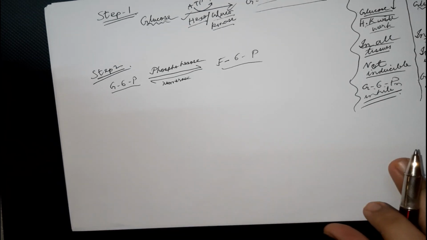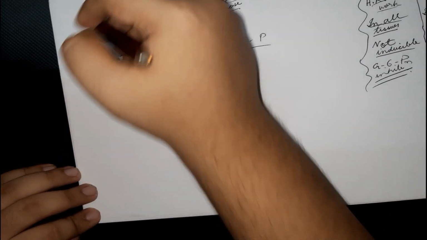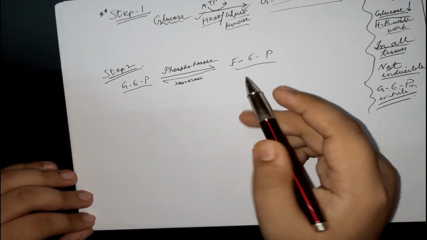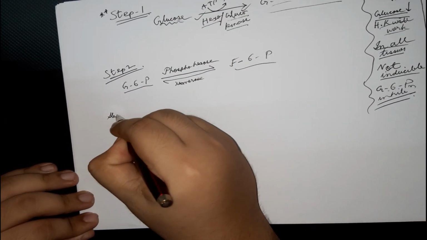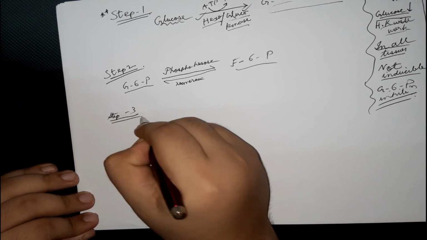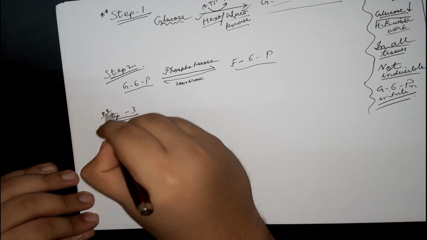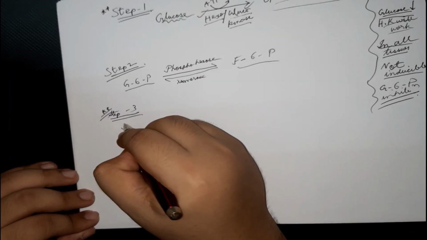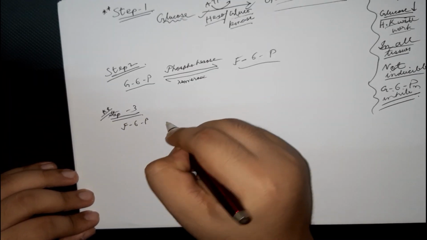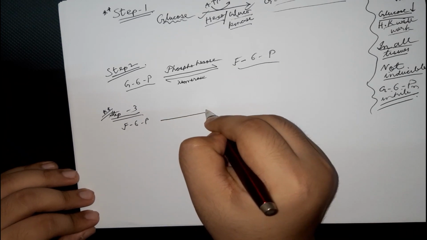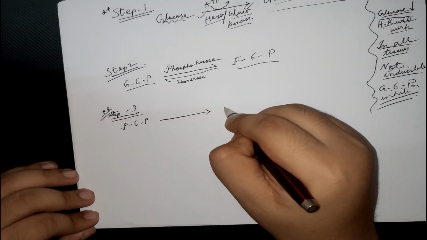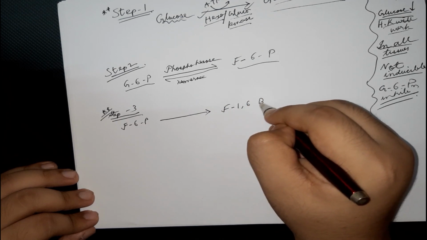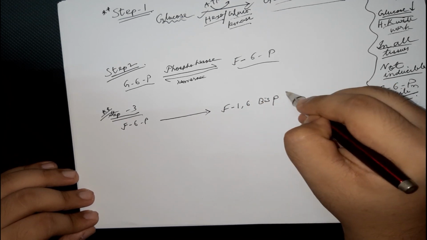That's that. Third step. The first step was pretty important, right? Now the third step again is very important. What's the third step? Fructose 6-phosphate is irreversibly converted, or rather phosphorylated, to fructose 1,6-bisphosphate.